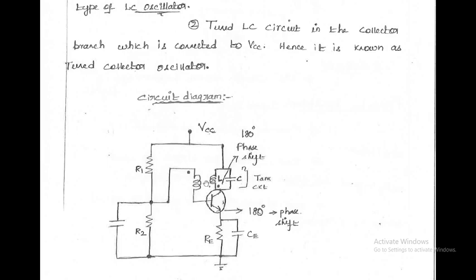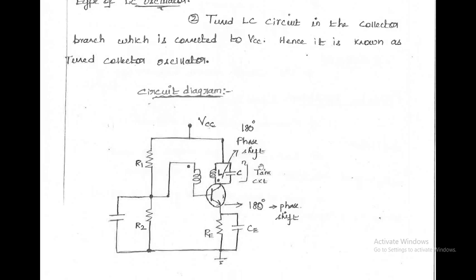This transformer introduces a phase shift of 180 degrees, as indicated by the dot, and one more phase shift is generated by the transistor. So the total phase shift around this loop is 360 degrees. So oscillation will be produced, and it also satisfies the Barkhausen criterion.